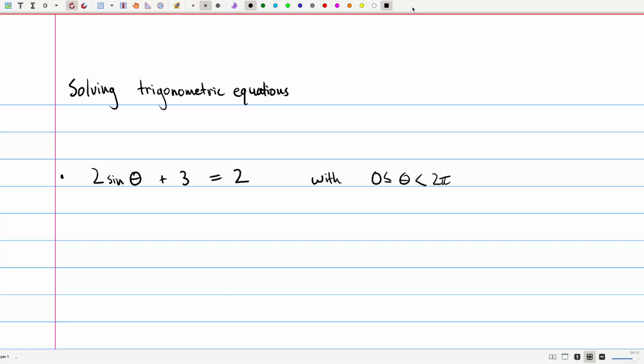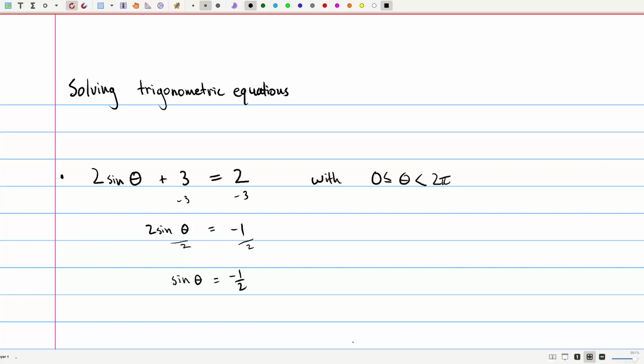For this first equation, we've got 2 times sine of theta plus 3 equals 2. One of the first things you generally want to do with a trigonometric equation is solve for the trigonometric function itself. So let's subtract 3 from both sides. We get 2 sine theta is equal to minus 1. Let's divide both sides by 2. We get sine of theta is minus 1/2.